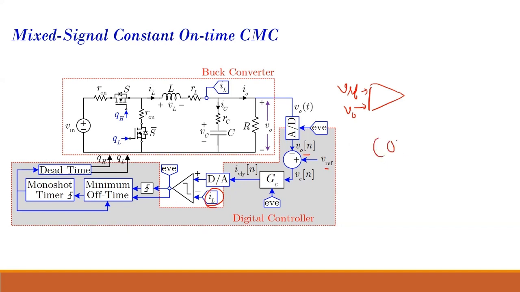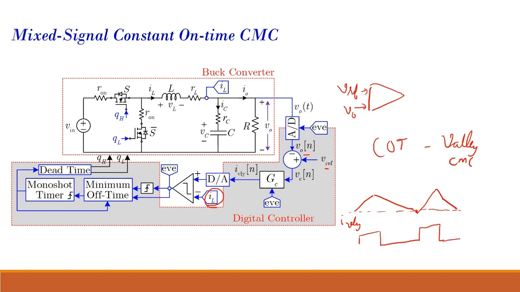And as you know, constant on time control is valley current mode control. Suppose this is your inductor current. It turns on. This is your I valley reference. So it was on for this time. Once it reaches this valley, it generates a trigger, and that triggers your on time for a fixed on time, and then it starts turning off. Once it reaches this valley, then again it turns on. So this is your logic for constant on time control. So it is valley current mode control.